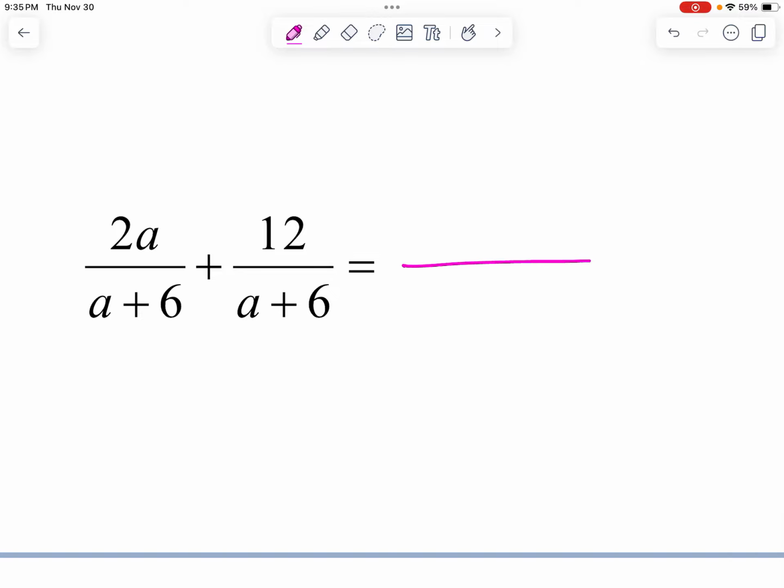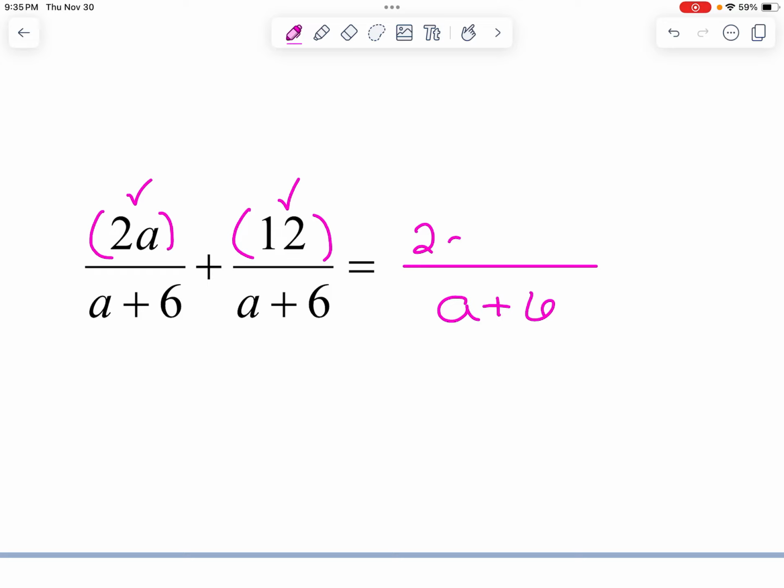What's the common denominator in this problem? A plus 6. Okay, so we don't have to do anything fancy because, again, I'm giving common denominators. So the 2a is golden. He doesn't need anything extra because he had the common denominator. Same thing with the 12. So when we bring the 2a over, we bring it over like that. Then we bring over the addition sign and a 12. Now here's going to be the kicker.